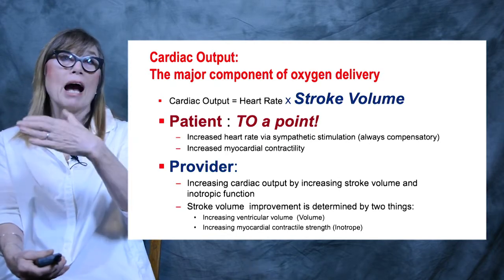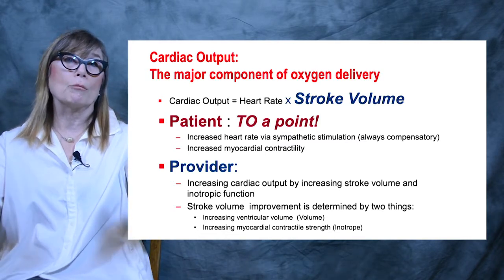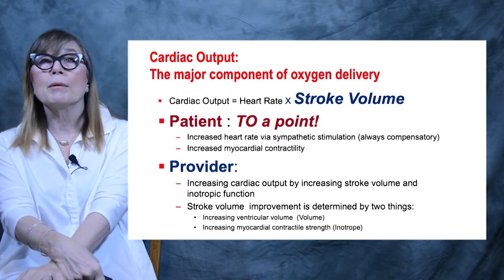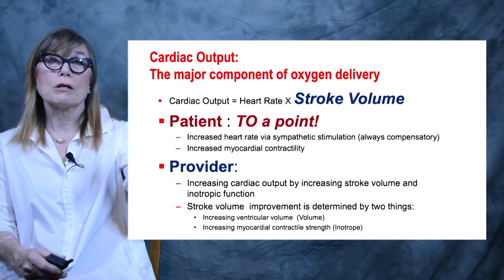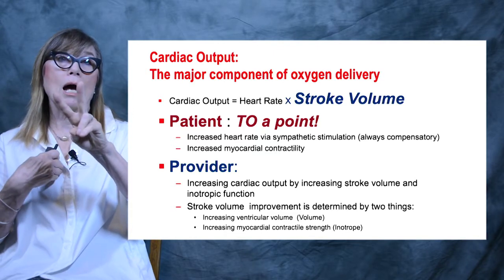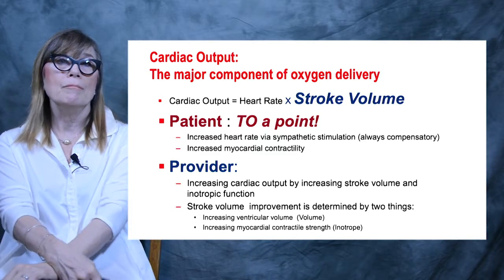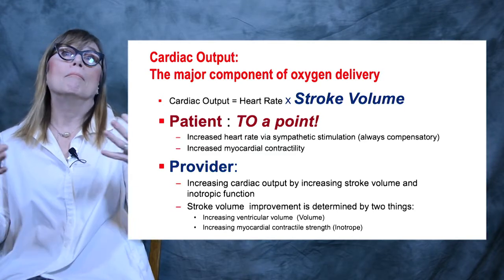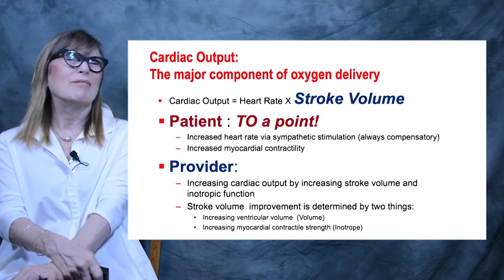So as a provider, my focus will always be to increase the stroke volume and allow the heart rate to come down. Stroke volume improvement typically is determined by two things, ventricular volume and ventricular contractility. So I, as a provider, may give that patient volume to increase their ventricular volume, and I may give them myocardial contractile agents to improve their myocardial contraction. That's known as inotrope.